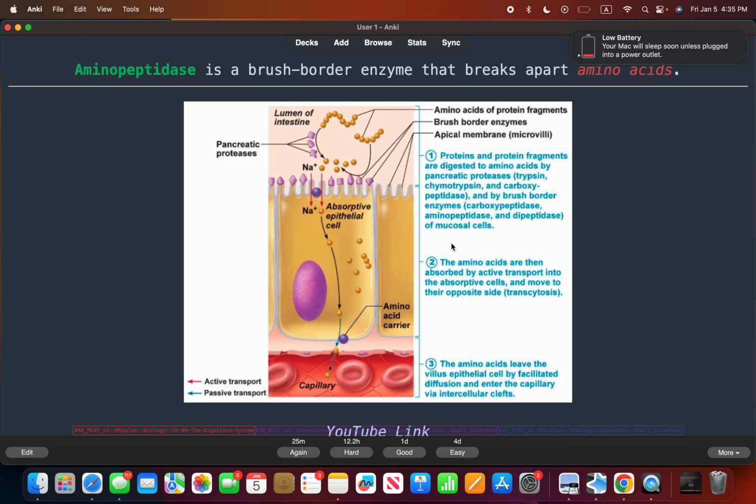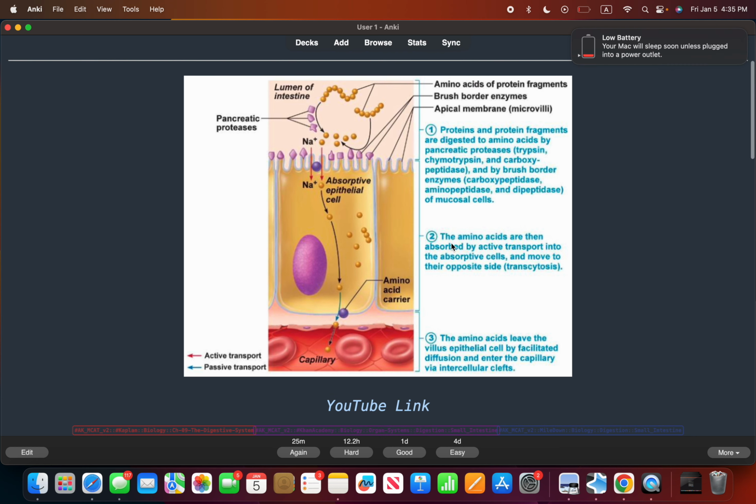The amino acids are then absorbed by active transport into the absorptive cells and move to their opposite side, so transcytosis. And the amino acids leave the villus epithelial cell by facilitated diffusion and enter the capillary via intercellular clefts.